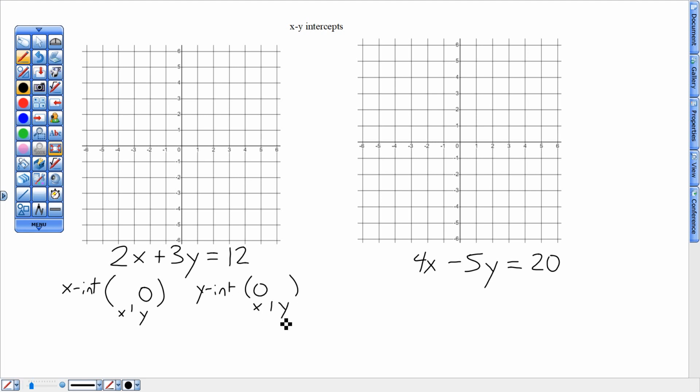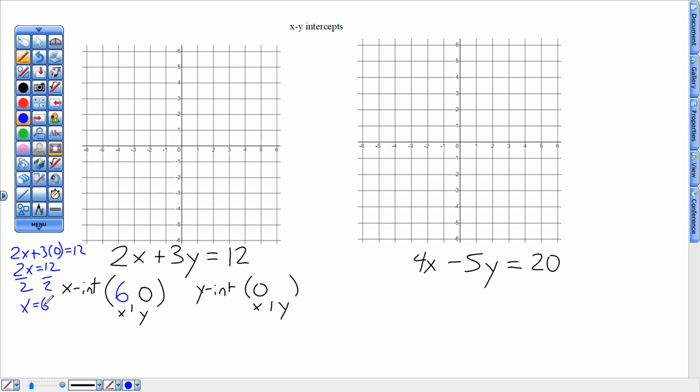So really what you're doing for these is plugging in a 0 for y, which makes this go away, and you're solving for x. When I plug in 0 for y, I'm left with 2x equals 12. Remember, 2x plus 3 times 0 equals 12. That goes away and you're just solving for 2x. Divide by 2 and the x-intercept coordinate is 6.